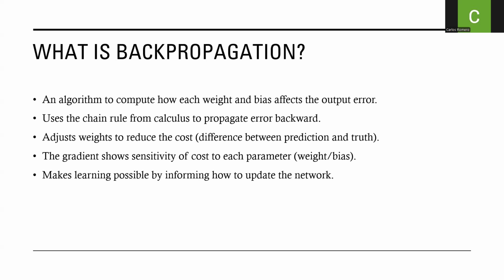The gradient shows sensitivity of cost to each parameter, right? Weights and bias makes learning possible by informing how to update the network. So it determines how each weight and bias should be adjusted, right? So it helps decrease the error from predictions.